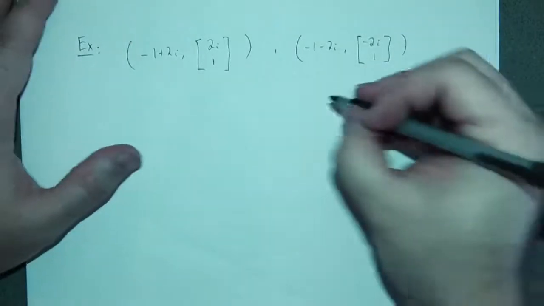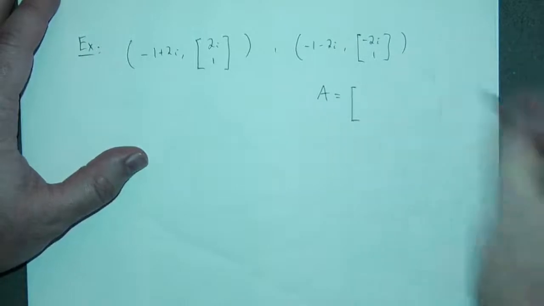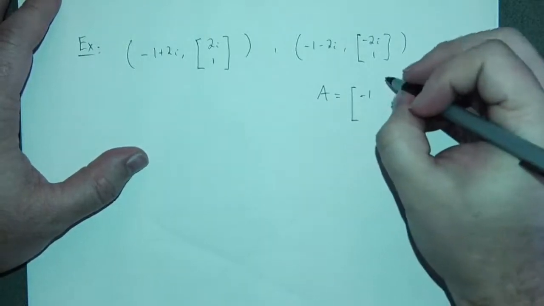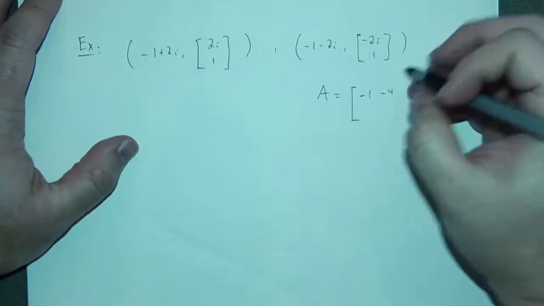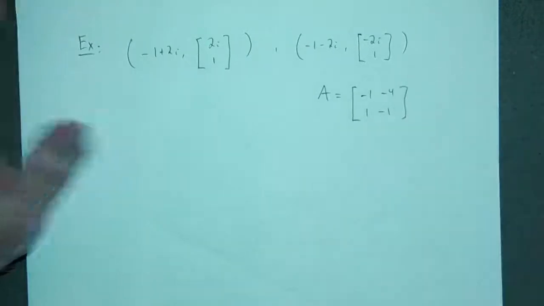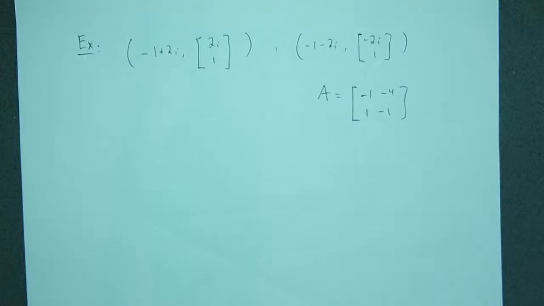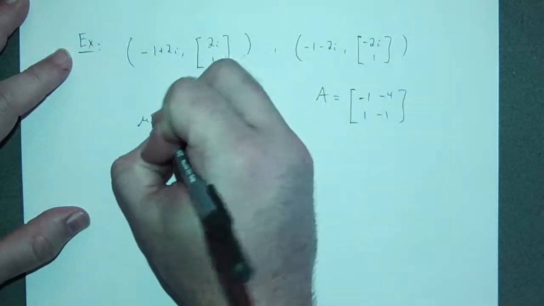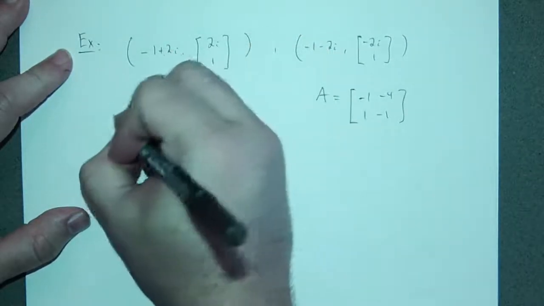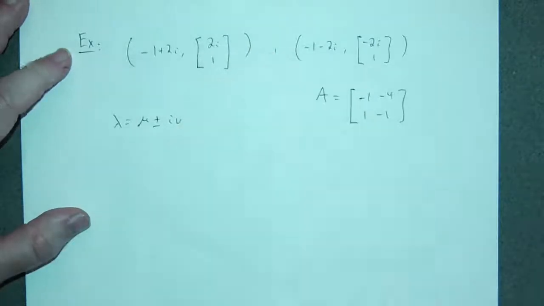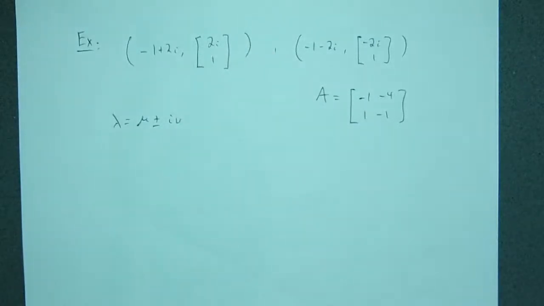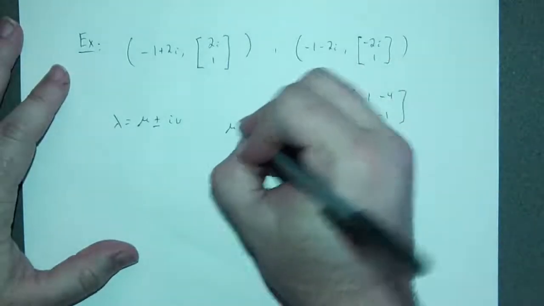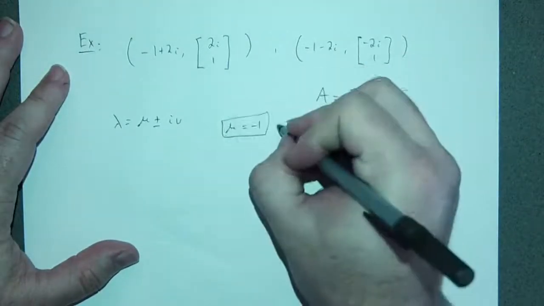And I need to actually know what the matrix A is, right? Why? Well, I need to know what A is because ultimately I need to answer the question of whether this is clockwise or counterclockwise rotation, and that comes from actually knowing something about the entries of A. Okay, and so my eigenvalues lambda are mu plus or minus i nu. So here, of course, mu is -1, which is negative.